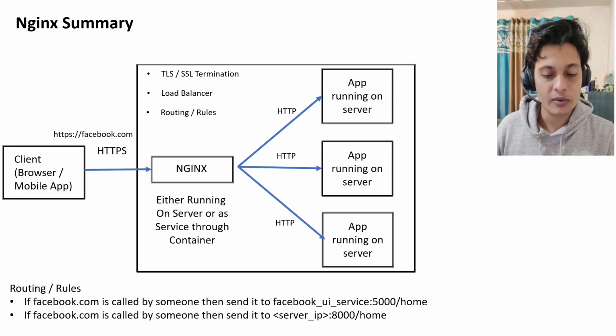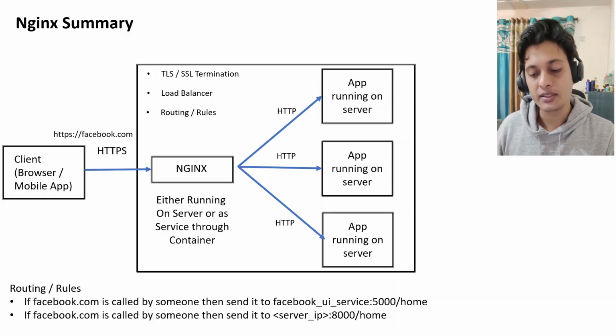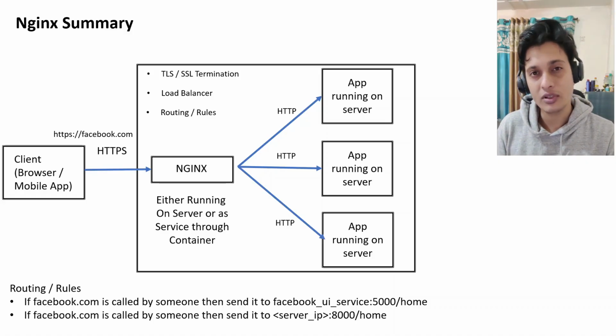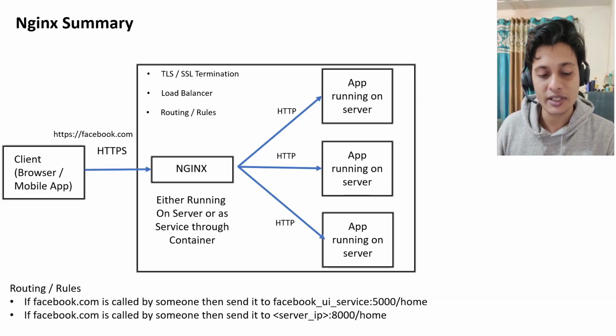If facebook.com is called by someone, then send it back to the Facebook UI service colon 5000. It means my application is running with some service, as we have in Docker Swarm, where we are running all the things as a service. So my application is running with the name of backend service. Just think of this Facebook UI service as a backend service, and backend service colon 5000 slash home. So if I want to access any feature, I need to provide my service name.